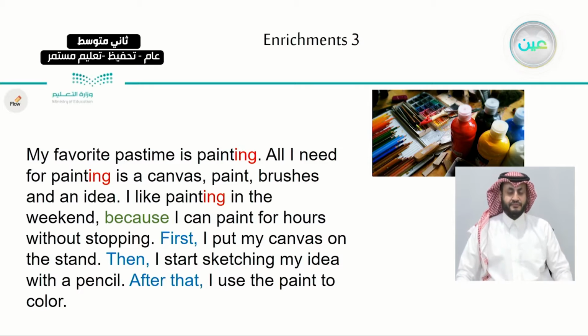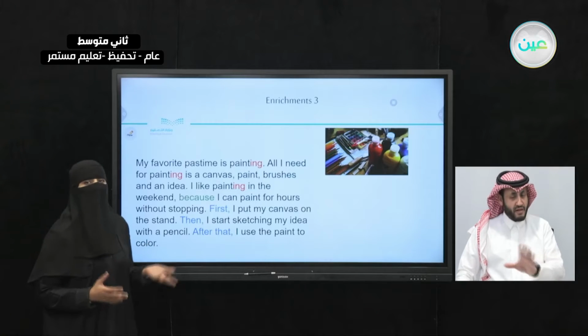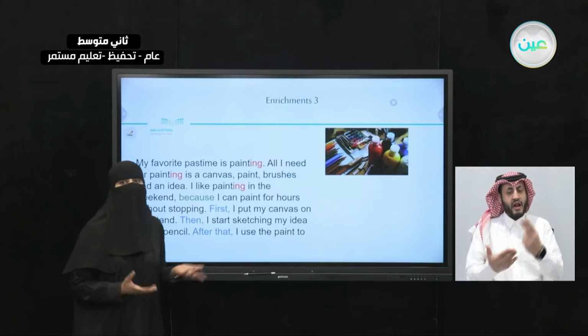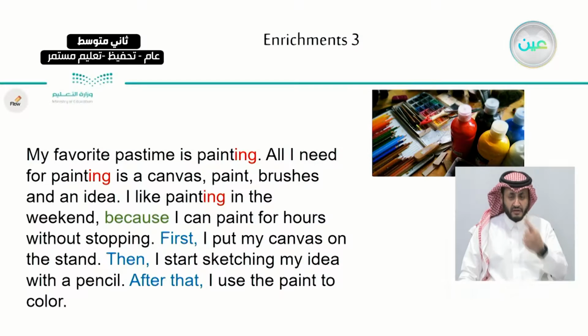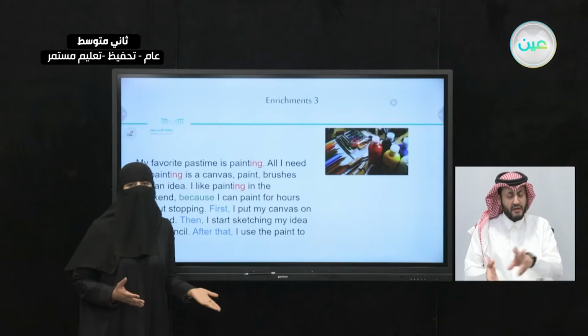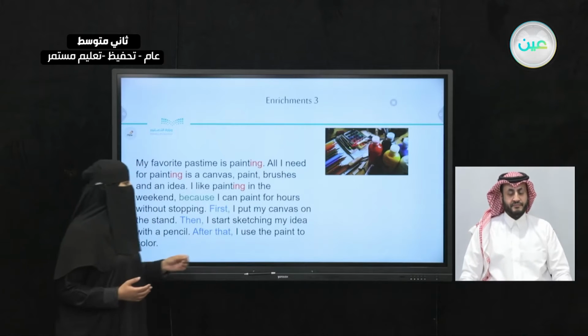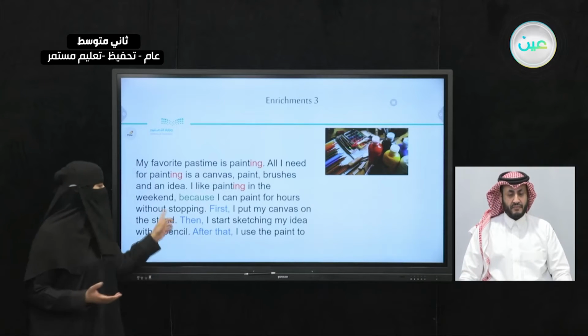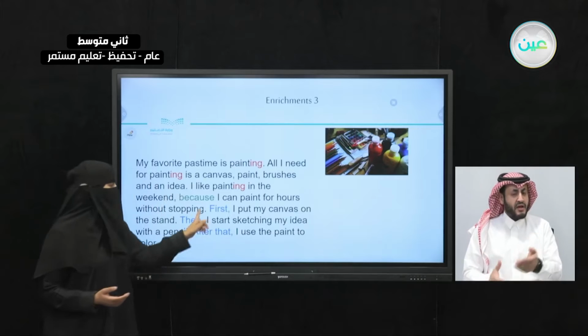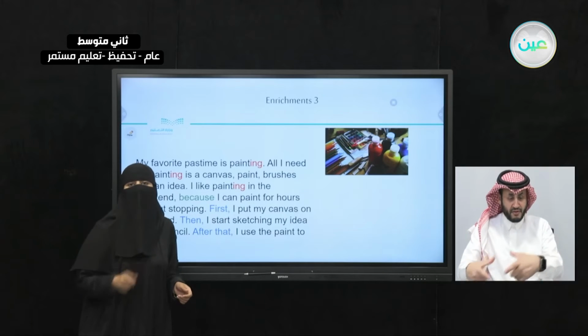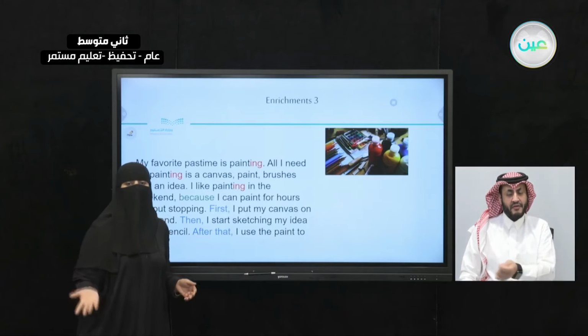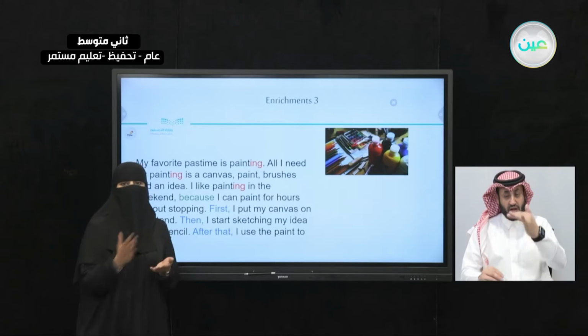So here, the pastime activity is painting. What are the tools that you need, or what do you need for this activity? So here, you will need canvas, paint, brushes. So it depends on the kind of activity that you like. So how do you do it? So here are the steps. First, I put the canvas on the stand. Then I sketch the idea with a pencil. Then I color. So these are the steps.